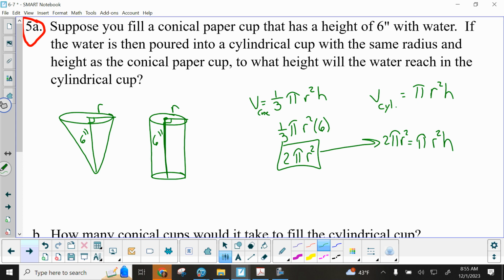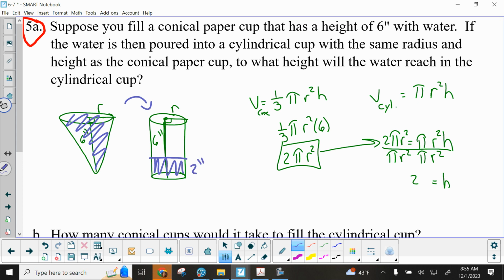So what can I divide out on both sides? Do you see that I have a pi r squared? I can divide from both sides and end up with a height of 2. So if I were to take this filled with some liquid and pour it into this, it's only going to go up to 2 inches.